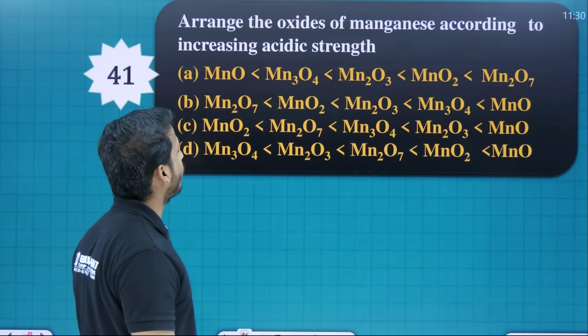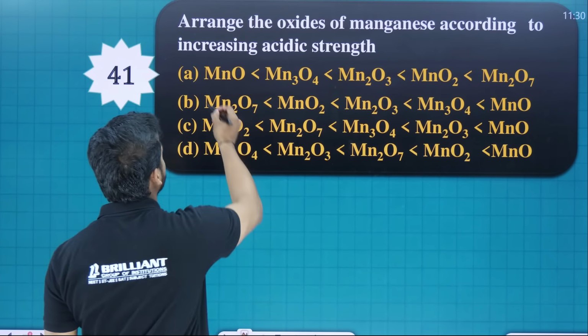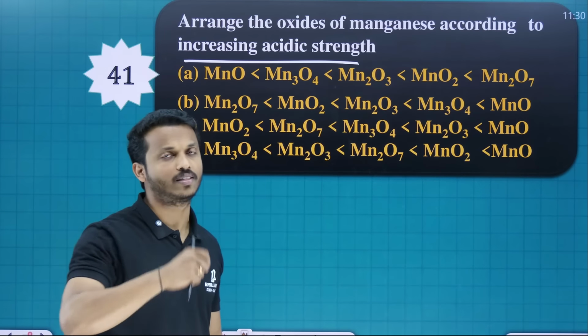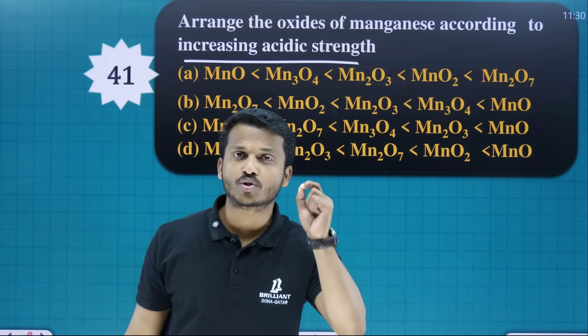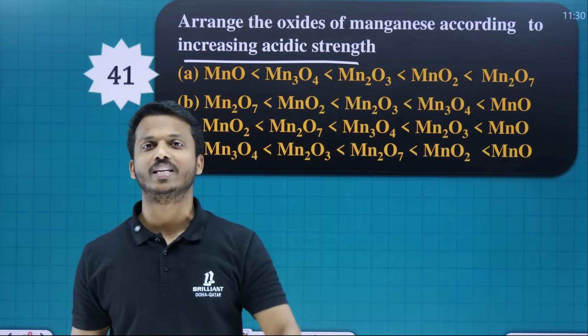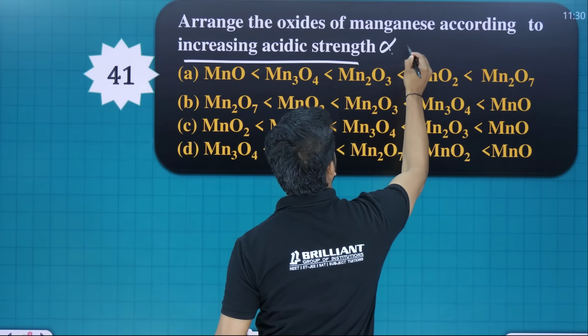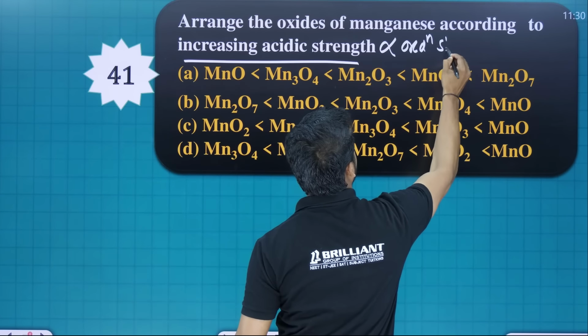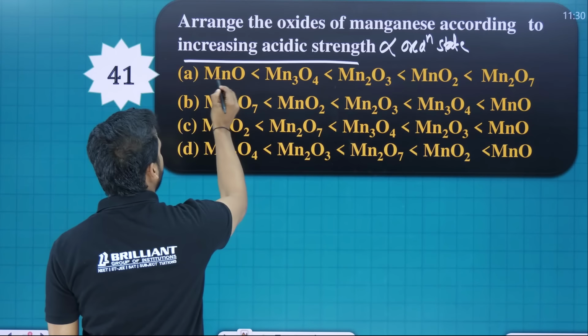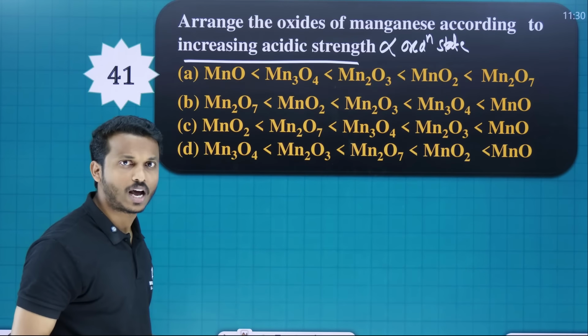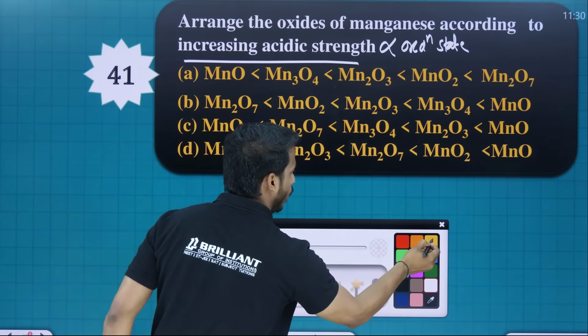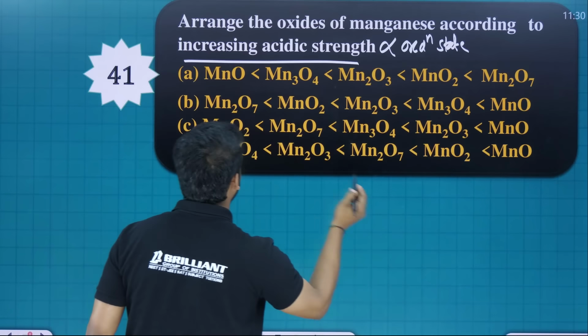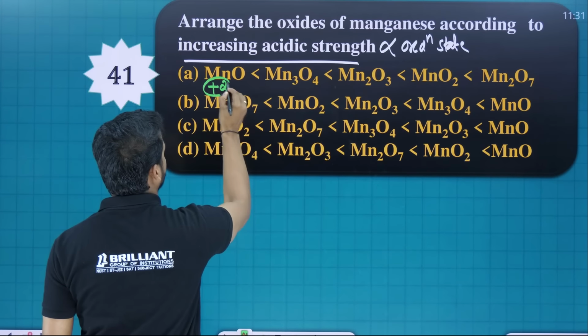41. Arrange the oxides of manganese according to increasing acidic strength. See, if they ask acidic strength, calculate the oxidation state. Acidic strength is directly proportional to what? The oxidation state of the metal. In MnO, you know how to calculate the charge of Mn, right? In MnO, what is the charge of Mn dear? In MnO, Mn is +2.